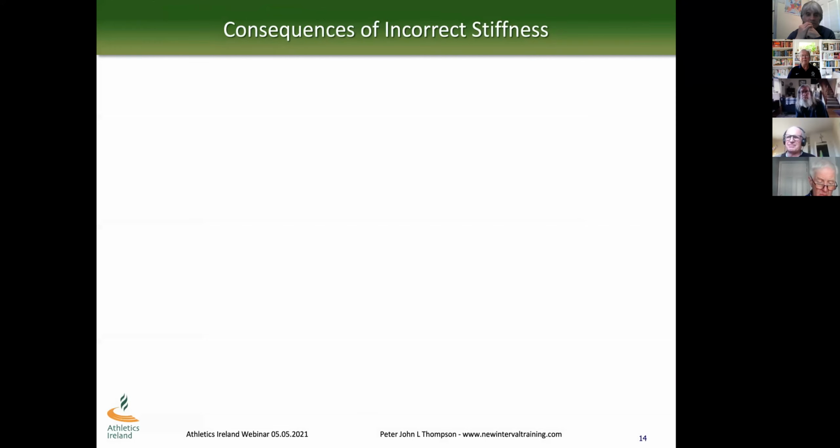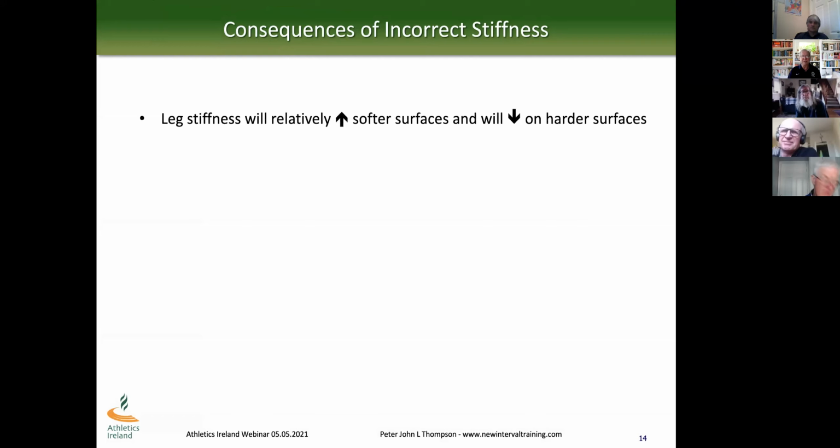So if we do have incorrect stiffness, if we're too stiff, in general, we can say that leg stiffness will increase on softer surfaces and decrease on harder surfaces. We saw that with the running onto the sand. Running onto the sand, we will get an increase in leg stiffness and biokinetic chain stiffness, and that will decrease on harder surfaces. But if we can't control our stiffness on different surfaces, if our kinetic chain is too often too stiff, then we will be liable to these bony injuries.